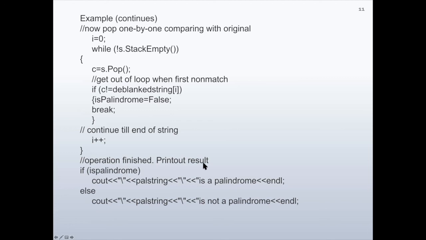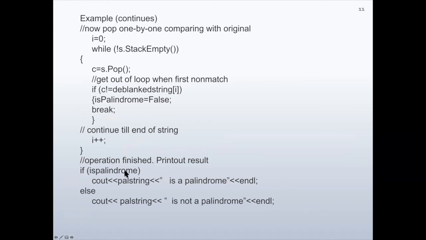We print out the result. Then we check the value of isPalindrome. If this is true, here there is a cout statement. The string that the user entered by using the keyboard is sent to the output device, and after that it is written is a palindrome and it goes to the next line. In the other case, if isPalindrome is false, again, the pass string is sent to the output device, and then it is written that it is not a palindrome, and it goes to the next line.